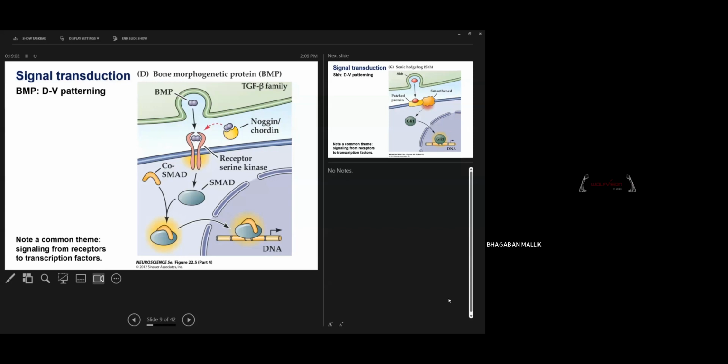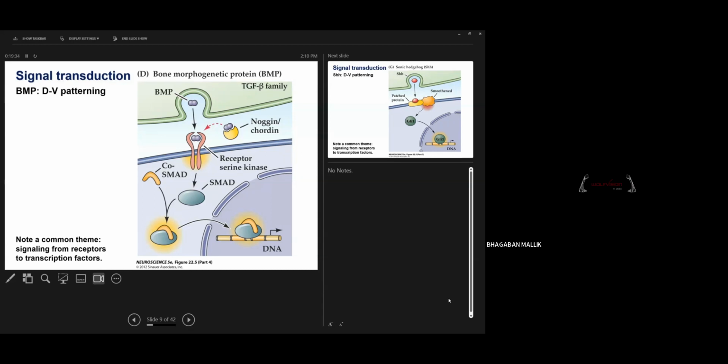Another ligand is the BMP. Those ligands that I discussed before, like Wnt ligands or FGF or retinoic acid, are required for the anterior posterior patterning. BMP or sonic hedgehog are required for the dorsoventral patterning. So you have anterior, posterior, you have dorsal, ventral. So those signals are required during development. So anterior, posterior, dorsal, ventral. Got it?